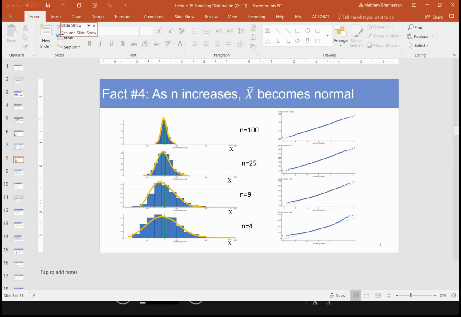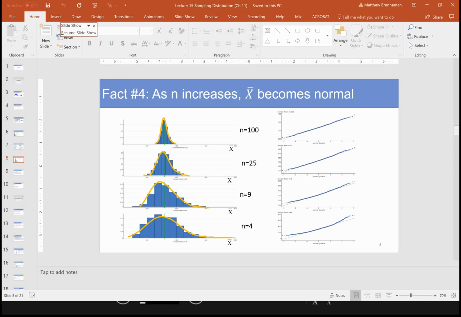The first is that, so we'll call this x and x bar. If the distribution of x is right skewed, then for small sample sizes, x bar will be right skewed. And you can see that in this case, right? The ticket sales themselves, all the ticket sales, strongly right skewed.